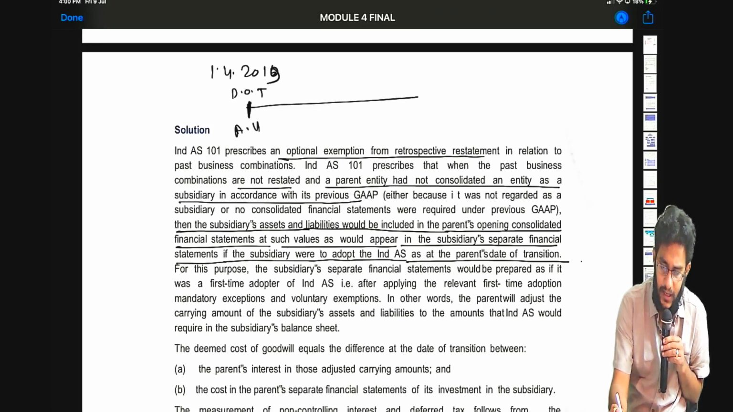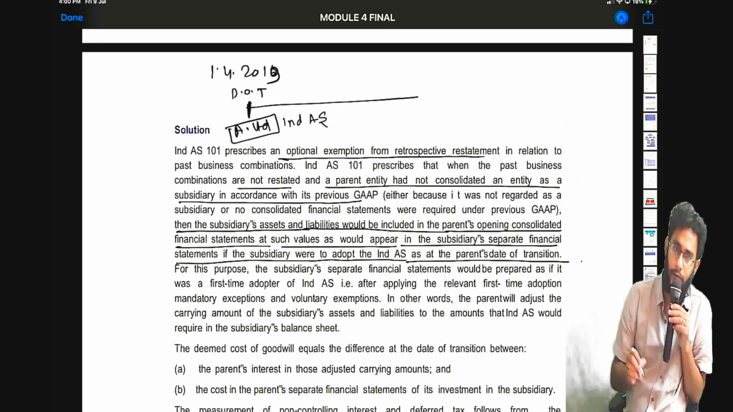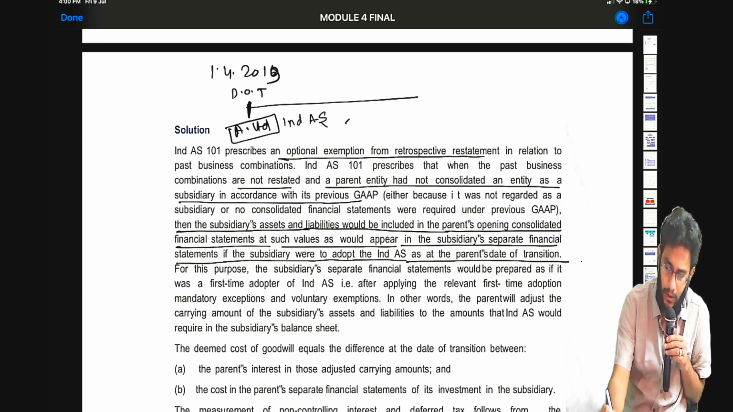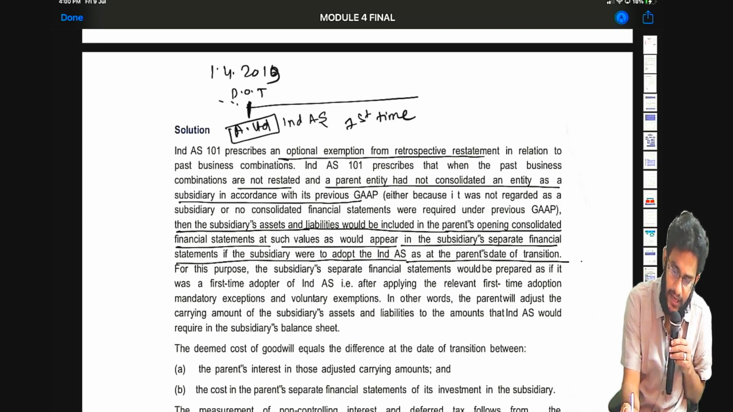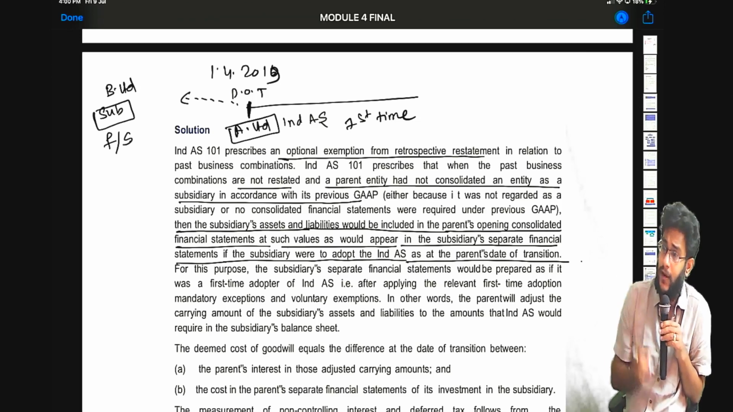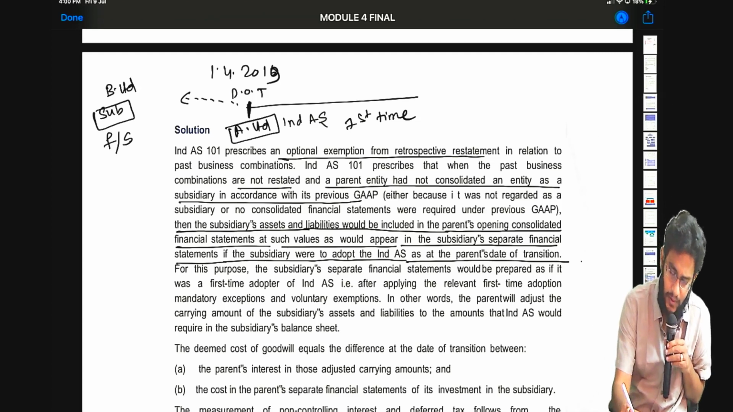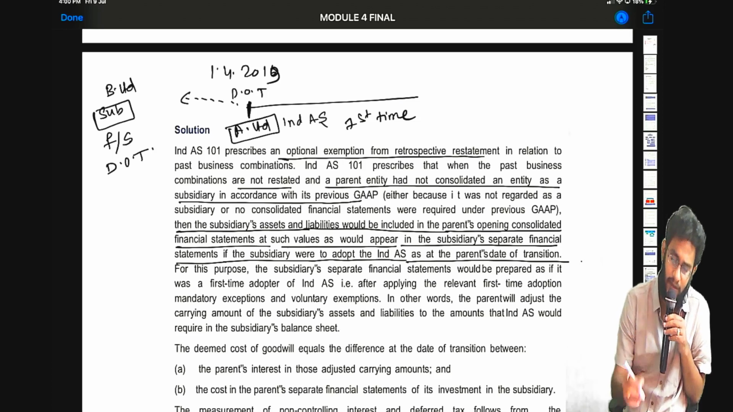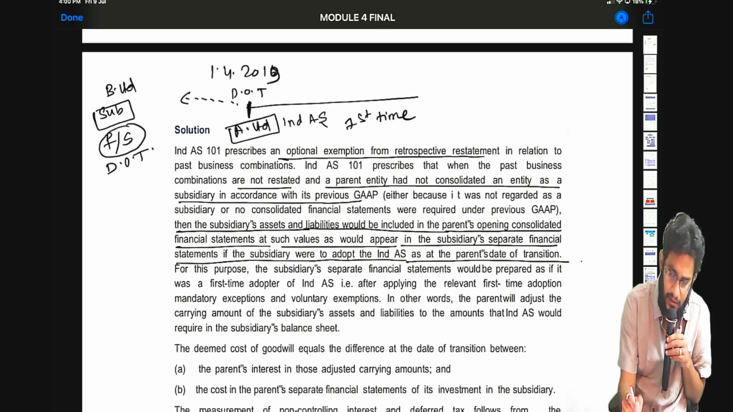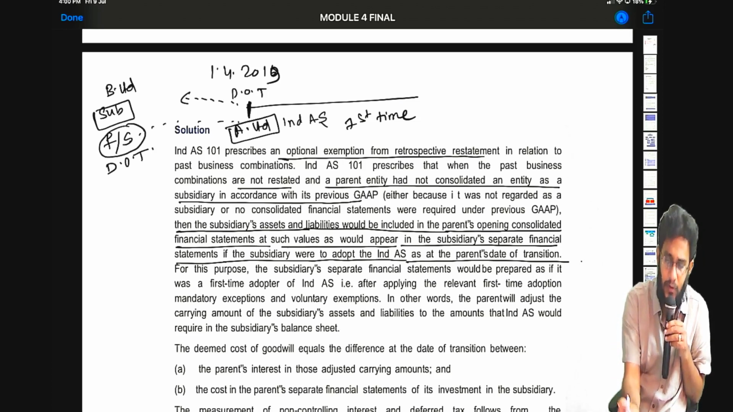You are, let us say, A Limited. You anyway have to follow Ind AS from this date onwards. What you do is, you are a first time adopter. On the same date, B Limited, your subsidiary, ask them to prepare financial statements as if they also have to follow Ind AS. So this also will become the date of transition for the subsidiary. Prepare financial statements. These financial statements you consolidate with A Limited.